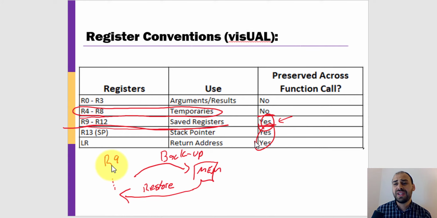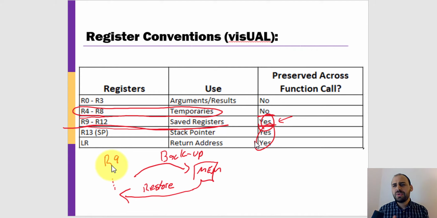We can use them inside of a function however we want. We just need to back up the original in memory, use it however we want, and then return it. If it's a temporary register, we could just overwrite it. We don't care. Somebody's not using those registers correctly if they're expecting the data to be there as soon as a function's called. The moment a function's called, anything in temporary registers you have to assume is no longer valid data.